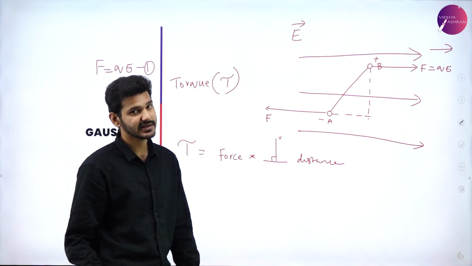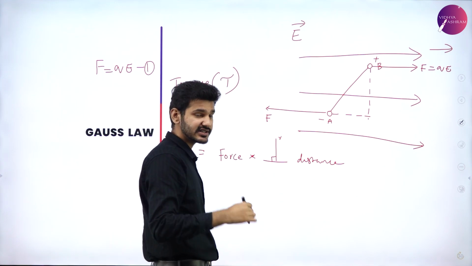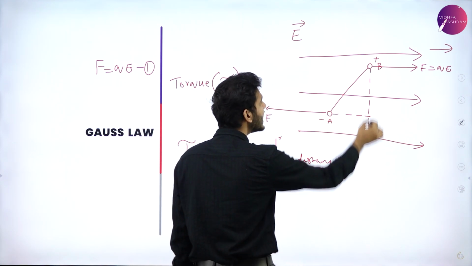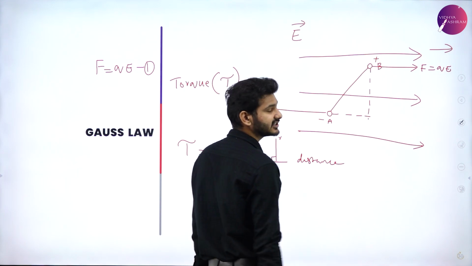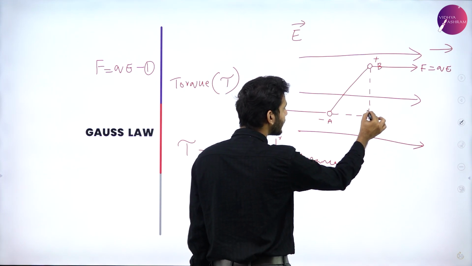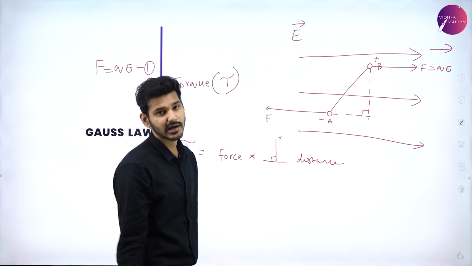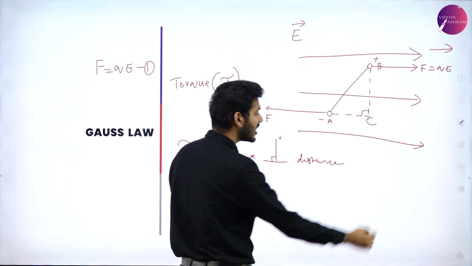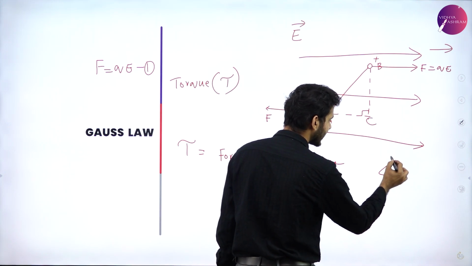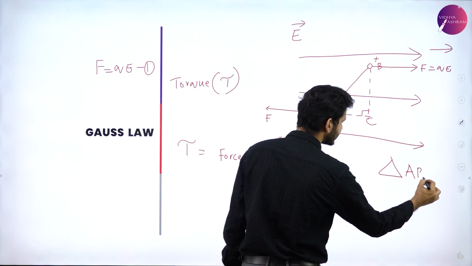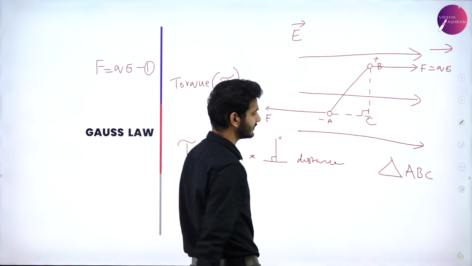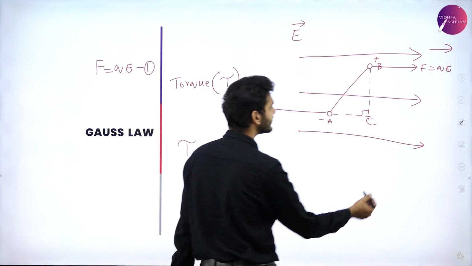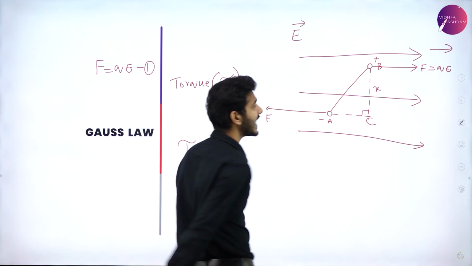For that, it is very easy. To find this, I extended this force line backwards and drew down from this positive charge so that it meets at a point that makes a right angle triangle. So we can say that triangle ABC is a right angled triangle. From triangle ABC, we have to find out the length BC. We don't know BC for now, so let's just mark it as X.